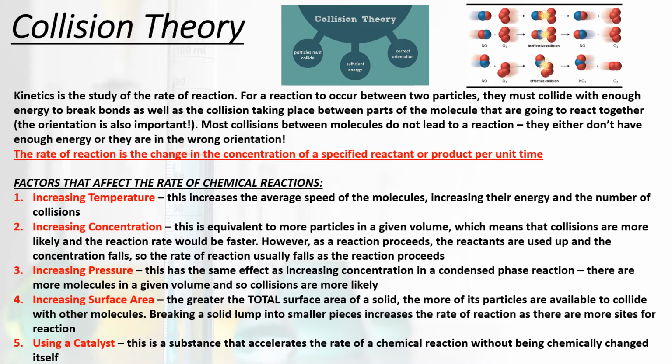However, as a reaction proceeds, our reactants are used up and we form products. So as the reactants get used up, the concentration falls. And so typically a rate of reaction falls as the reaction proceeds. The rate of reaction isn't constant for a reaction. Typically it slows down as we go on because the reactants are being used up, and therefore collisions are less likely because they're further away from each other.